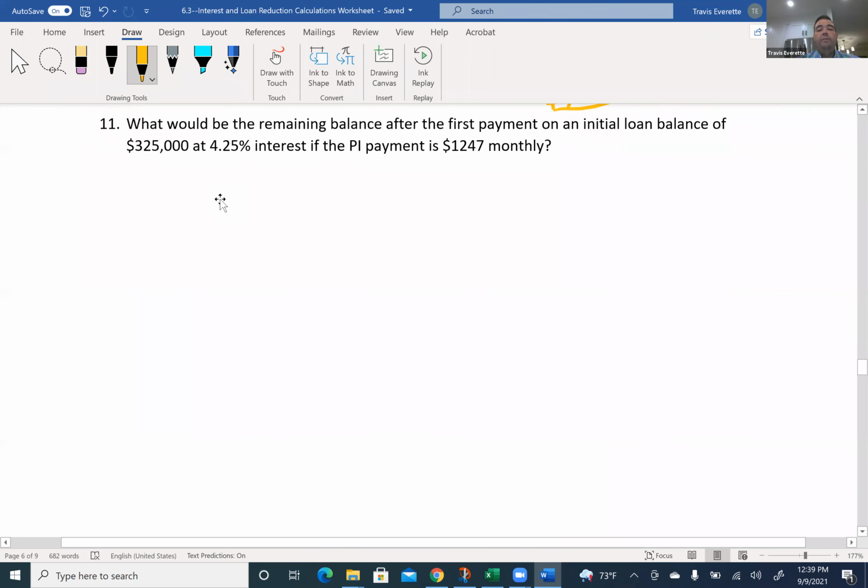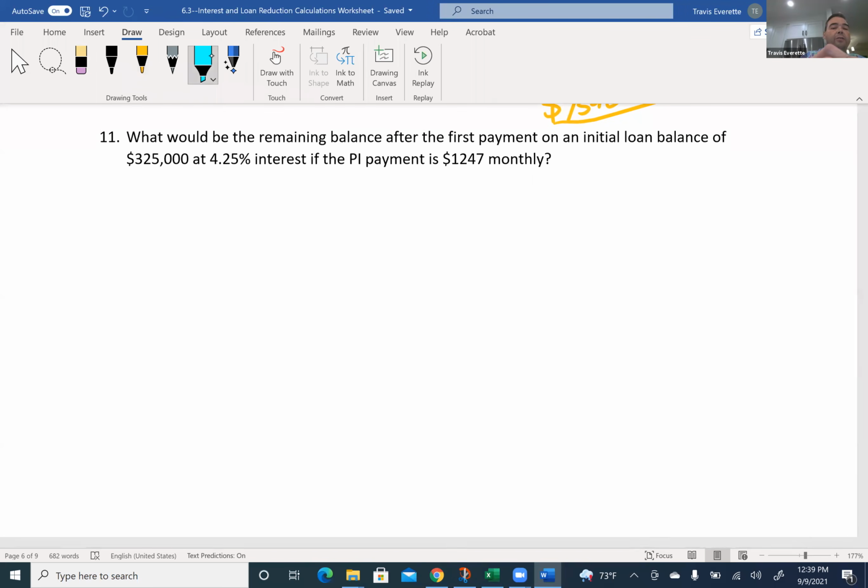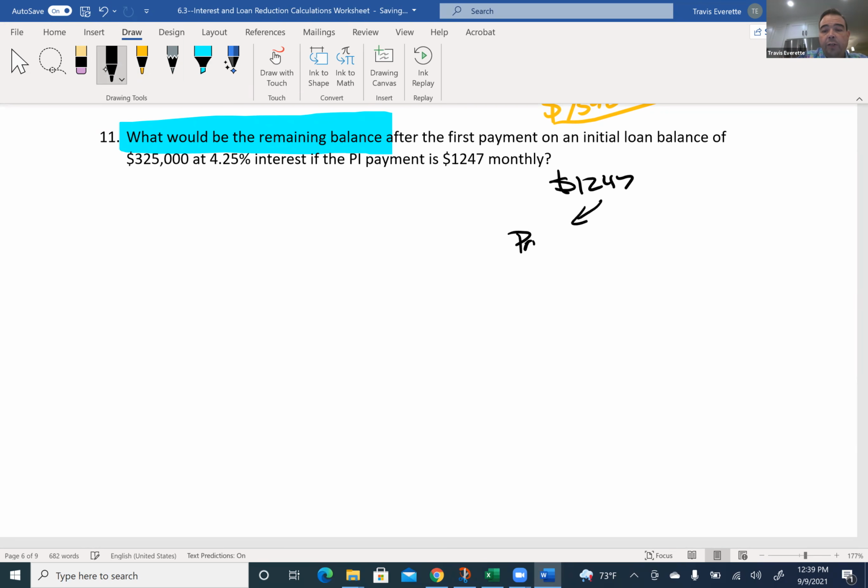So number 11, what would be the remaining balance? There's our question. What's the remaining balance after the first payment on an initial loan balance of $325,000 at 4.25% interest if the PI payment is $1,247 monthly? So again, we've got that $1,247 monthly, and we're going to split that into two pieces, principal and interest.